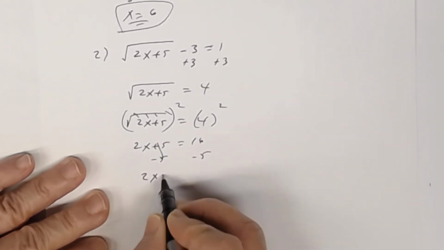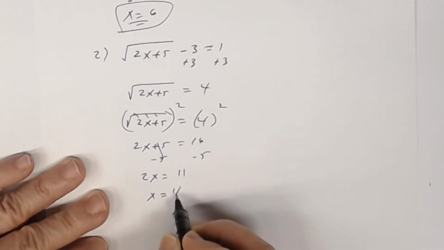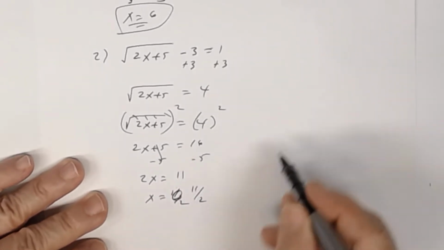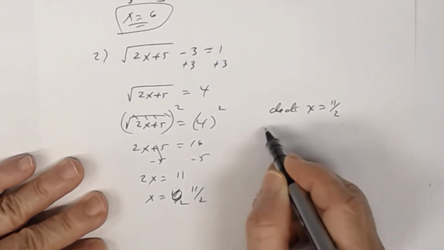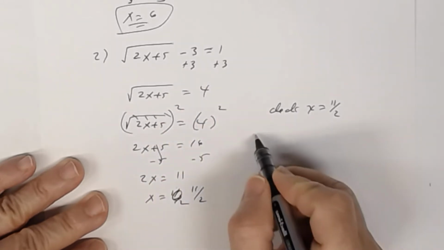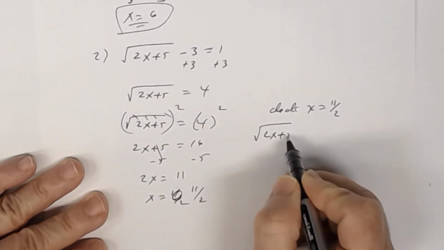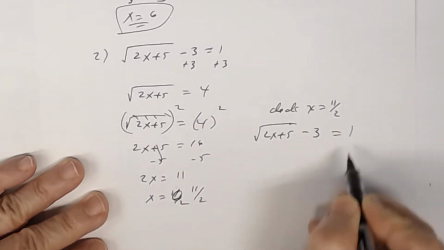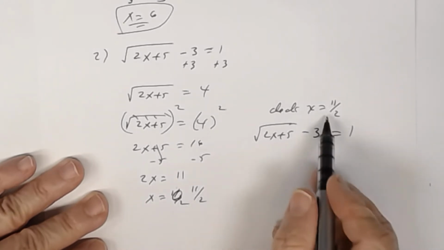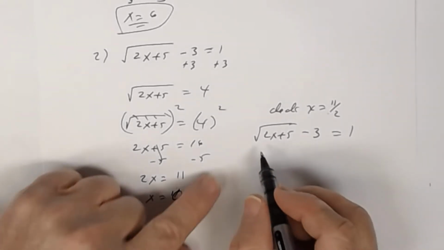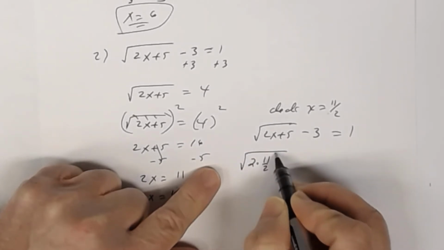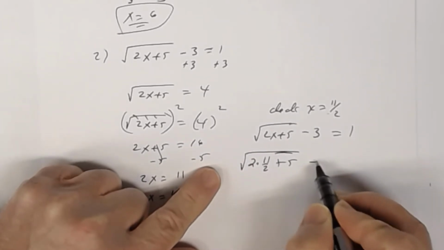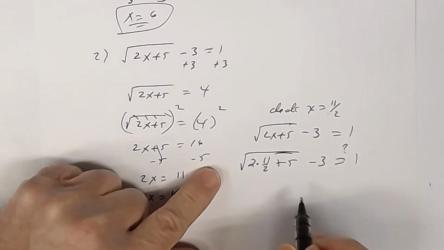So I get 2x equal 11. So x is 11 halves. Okay, so let's go ahead and check to make sure that actually works. So go back to the original. Here's your original: the square root of 2x plus 5, subtract 3 equal 1. And in place of x, I'm going to substitute 11 halves. So notice what we get. We get the square root of 2 times 11 halves plus 5, and then subtract 3, and you want to see that's going to equal 1.